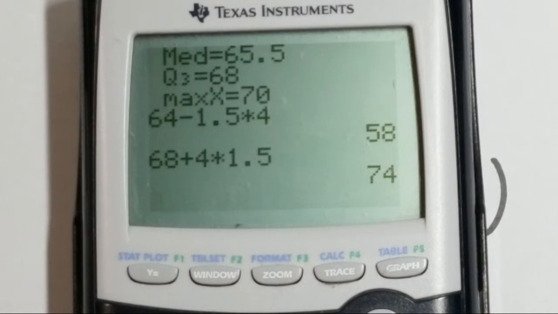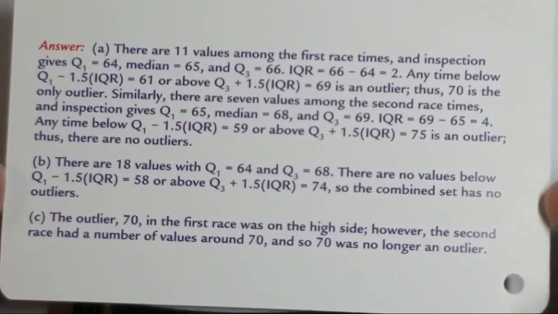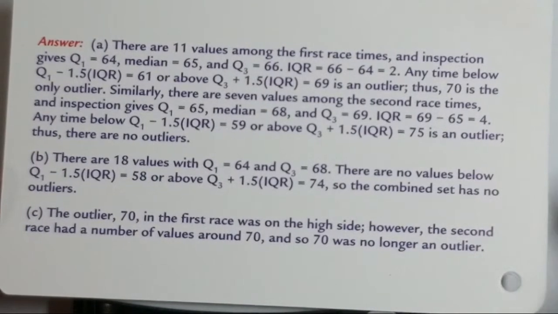No, you'd have no outliers. If they were combined, there would be no outliers. They're 18 values, so the set has no outliers. Yeah, just reran that calculation real quick.